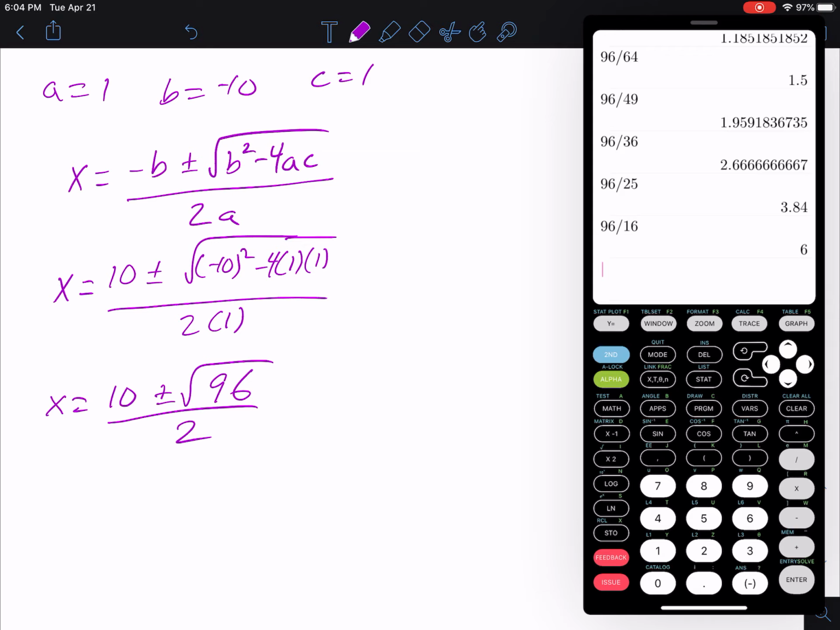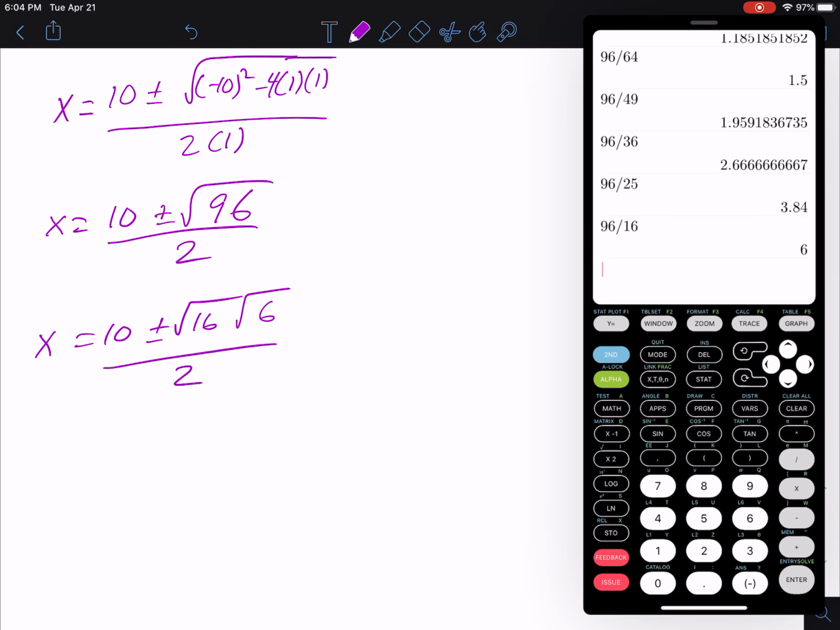Again, for how to simplify these square roots, go back to some of our previous videos. You'll see how to do that. So we get x equals 10 plus or minus radical 16, radical 6 over 2, and we take this radical 16 here, and that becomes 10 plus or minus 4 radical 6 over 2. It's always the perfect square that you're simplifying, and it'll no longer be under the radical. The other part is going to stay just as it is.